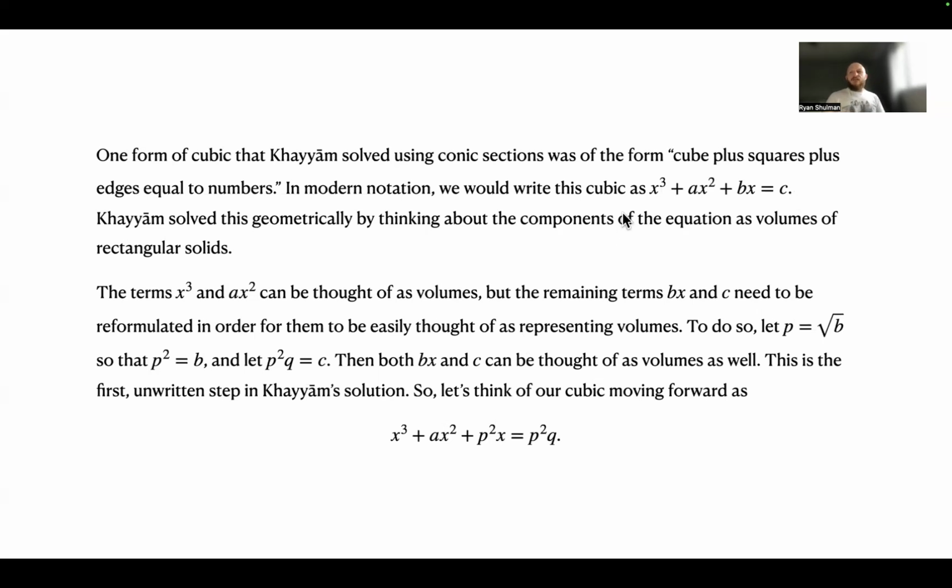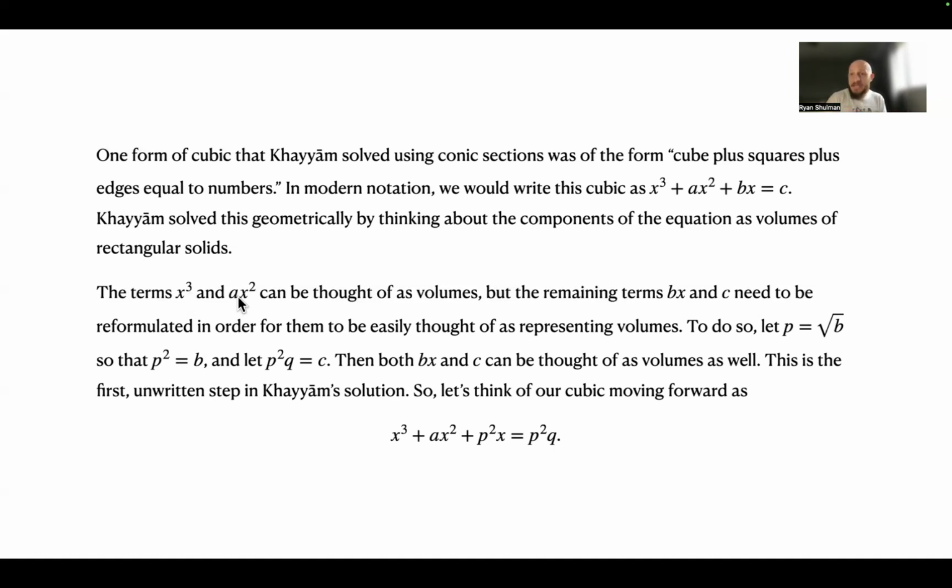The way that he went about this was that he thought about all of the components of this equation as representing volumes of rectangular solids. And it's really easy to see how x cubed and ax squared can be thought of as volumes, because x cubed, of course, is just a cube with side length x. Ax squared is like a rectangular prism with a square base of side length x and a height of a. But for the terms bx and c, it's not quite as obvious how those can be thought of as volumes. But with a little reformulation, it becomes more obvious.